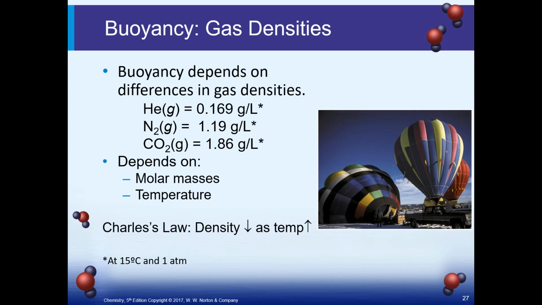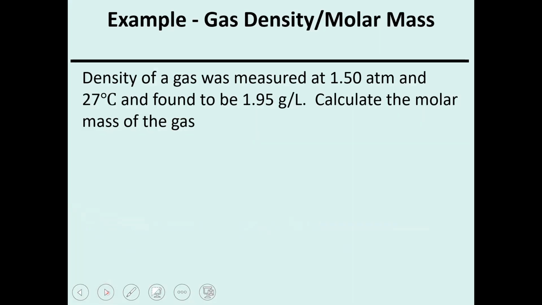So gas density depends on the molar mass and the temperature, which is why, if you look at these gases, the molar masses of these gases would increase as their density increases. So density depends on molar mass and on temperature. Density goes down as temperature goes up. Let's take a look at an example here.